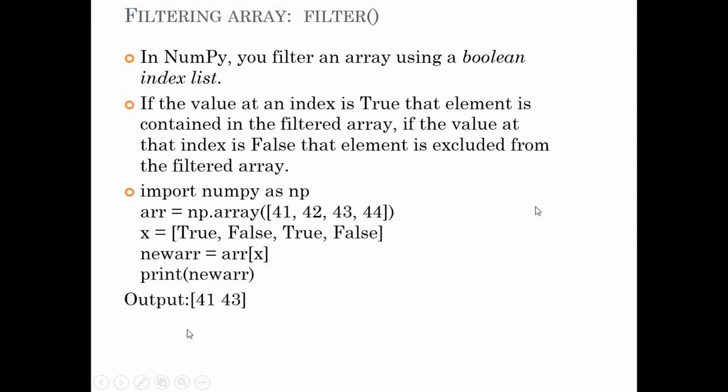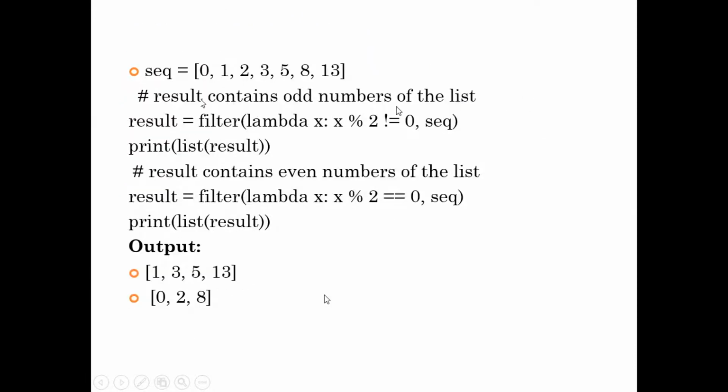We have a sequence 0, 1, 2, 3, 5, 8, 13. The result should contain the odd numbers of the list. filter(lambda x: x % 2 != 0, sequence). So what are you giving as input here in the filter? You are giving filter a formula by which you want to filter.